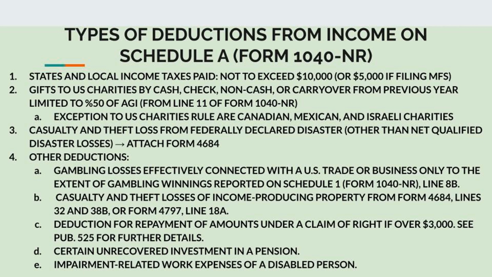So if you happen to have losses, specific losses on the investment that you were having in your pension account, you can also deduct them as well. The last category are impairment related work expenses if you happen to be a disabled person.